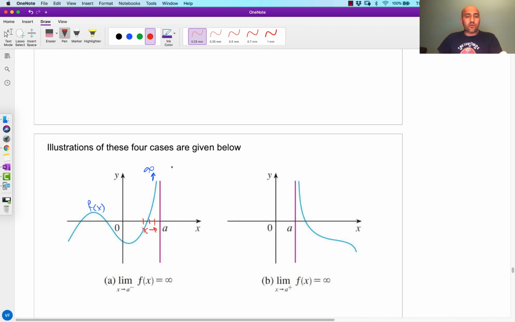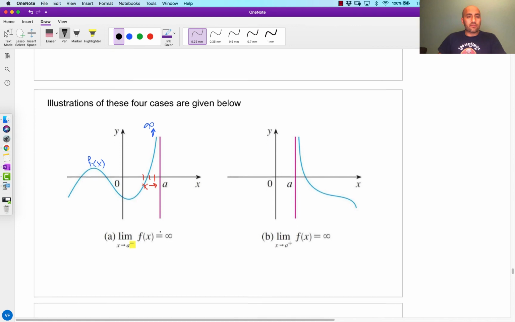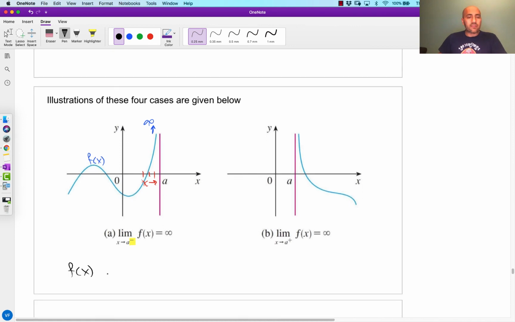Based on this picture, we don't know what's going on the right-hand side. It could be that it looks like this from the right-hand side, or it could look like something else. We don't know, but we're only restricting ourselves to caring about the left-hand side for this little definition. So the limit as x approaches a from the left-hand side of f of x is equal to positive infinity, or f of x is growing toward infinity as x approaches a. That's another nice way of putting it. Say that f of x grows toward infinity as x grows toward a, but from the left-hand side.